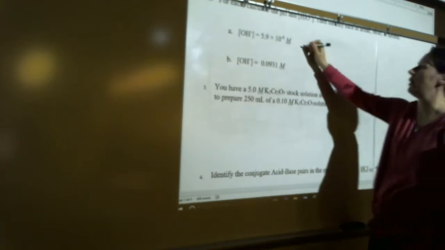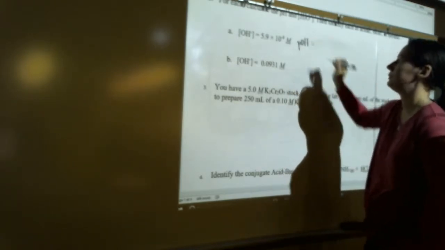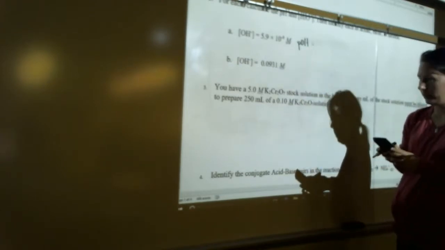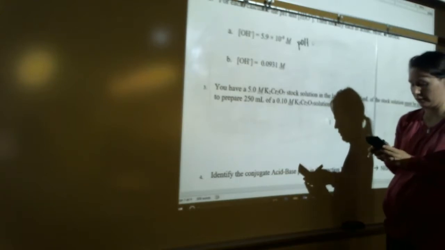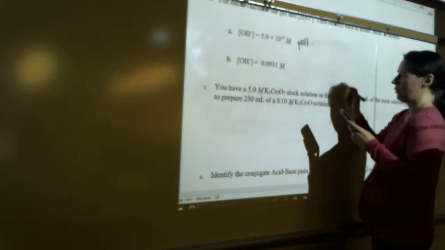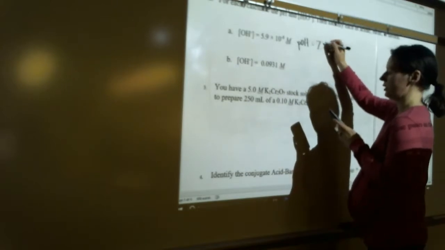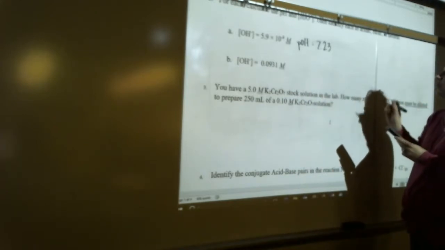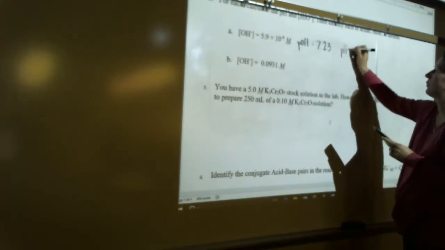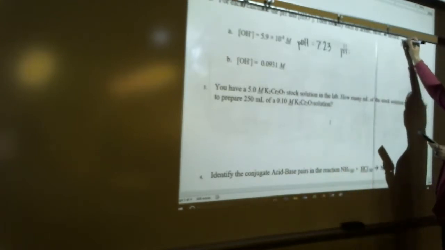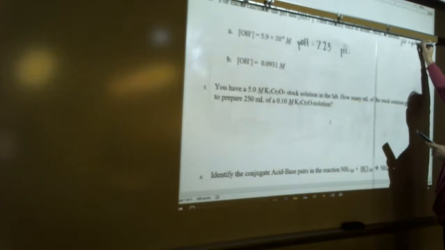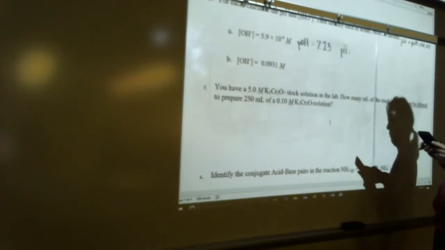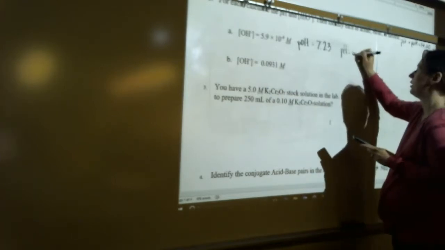Okay, so we get pOH by doing what? Negative log of that. Good. So 5.9 times 10 to the negative 8. Take the log. That would give me 7.23. Okay, how could I get that as a pH? What relationship? You just subtract from 14. All right, pH plus pOH is 14. So 14 minus 7.23 gives me my pH.